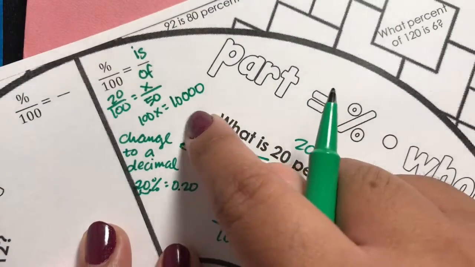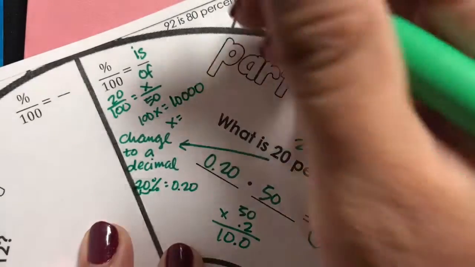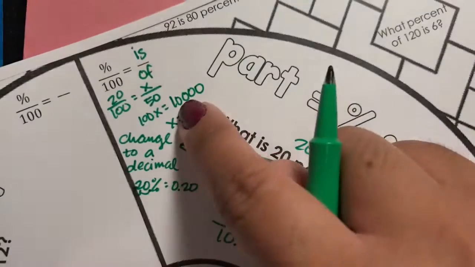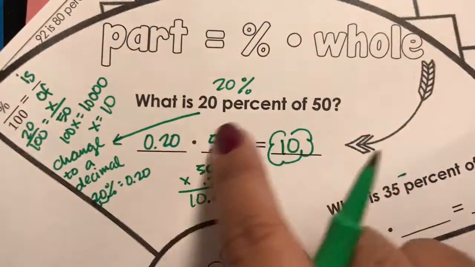And then when I divide each side by 100, I'm left with x, or the number is 10. Because 10,000 divided by 100 is 10. The same thing as doing this.